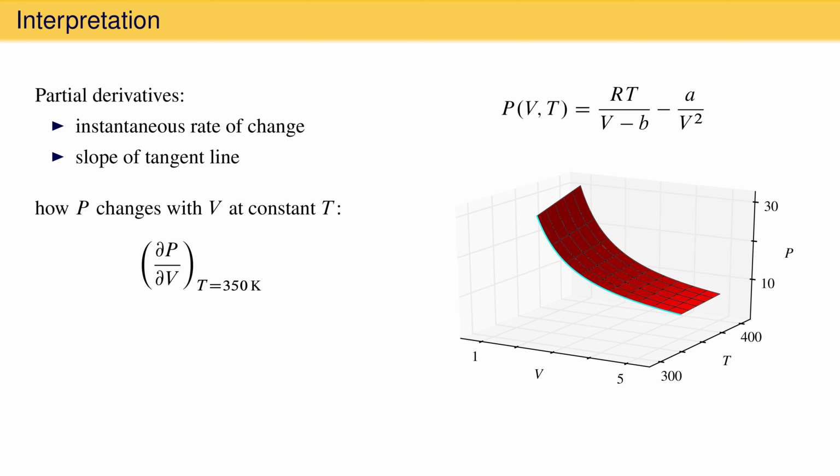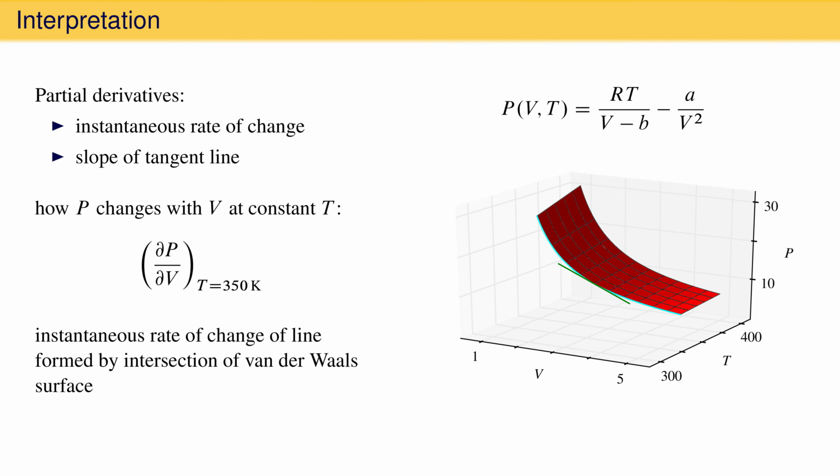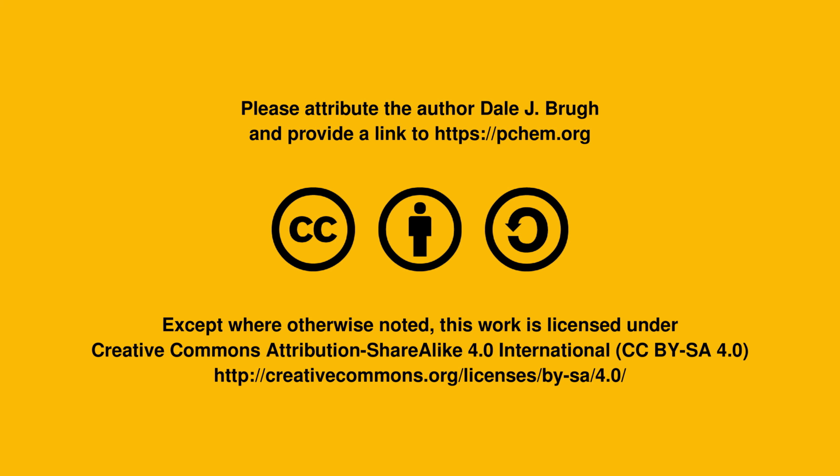The edge of the surface at a constant temperature of 350 Kelvin forms a curve that shows pressure as a function of volume, and the partial derivative of pressure with respect to volume is the slope of the straight line tangent to the curve formed by that edge. The slope of this line, and therefore the partial derivative, changes at different volumes. The partial derivative of pressure with respect to volume at a constant temperature of 350 Kelvin is the instantaneous rate of change of the line formed by the intersection of the van der Waals surface and the plane that cuts the surface at a constant temperature of 350 Kelvin. All partial derivatives can be interpreted in a similar fashion. And that's partial derivatives.